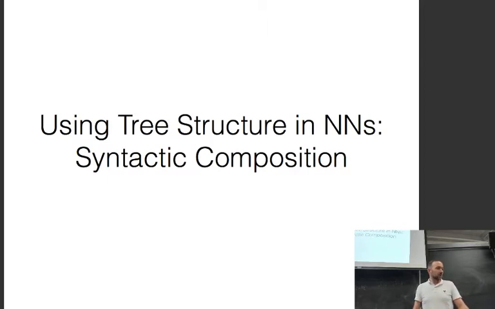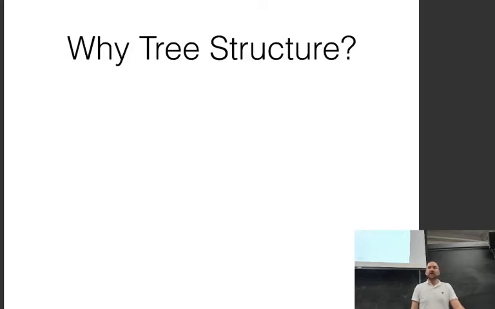Okay. So now I'm going to take a break from parsing for a second, and I'm going to talk about tree structured composition. This isn't only for parsing. This is if you want to use parses in any of your models. So it is used in parsing, which is why I'm talking about it now, but it's also useful for classification or whatever else. So why tree structure? Why would we want to use tree-structured composition?